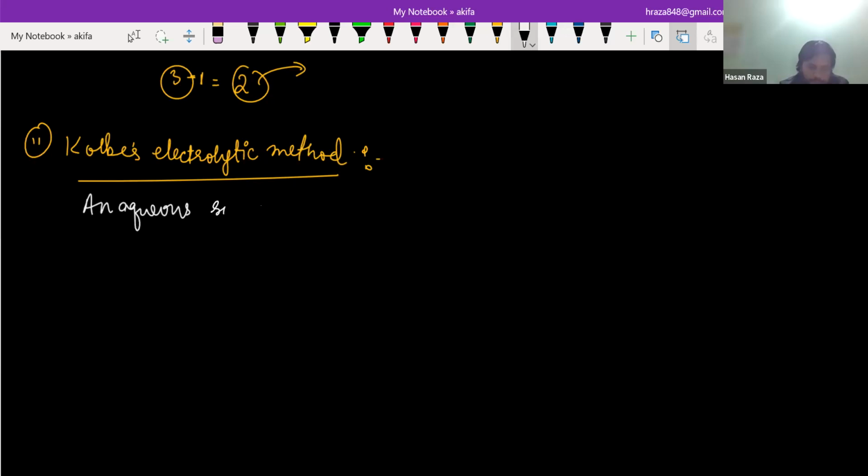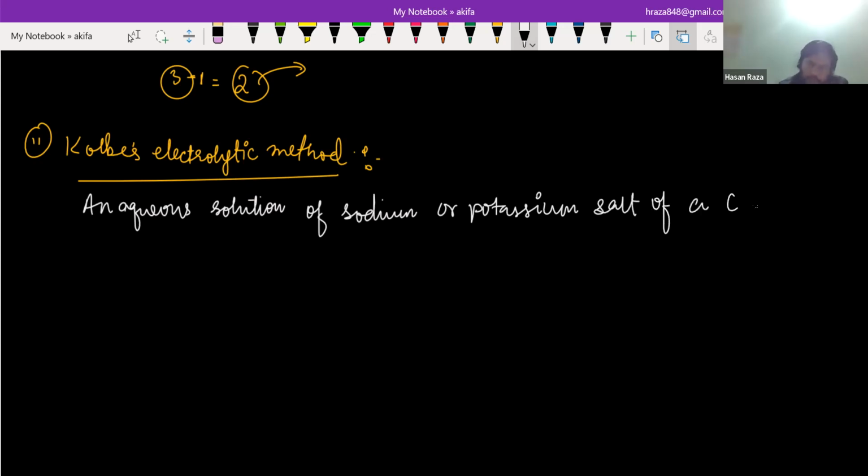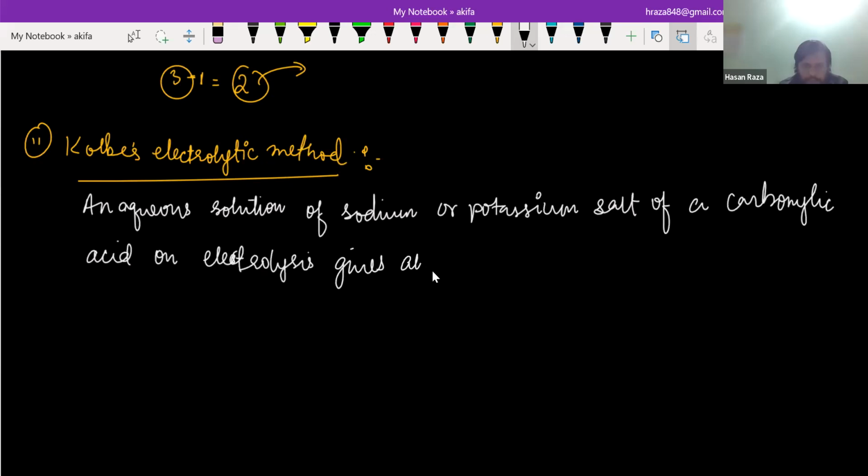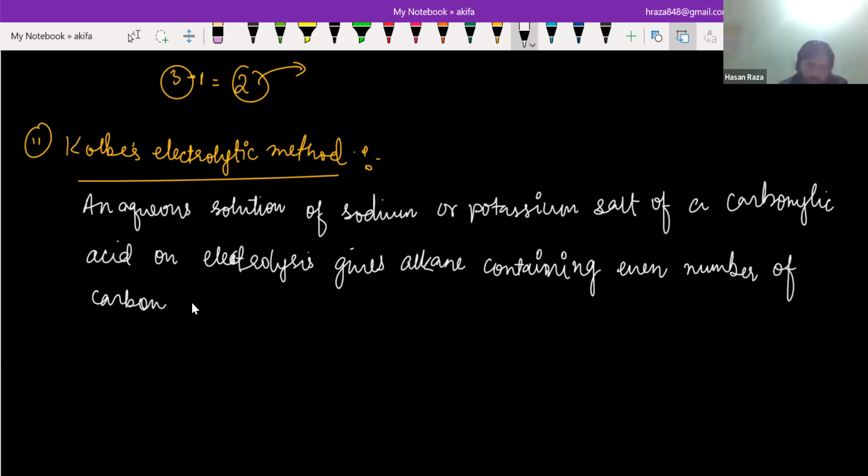An aqueous solution of sodium or potassium salt of a carboxylic acid on electrolysis gives an alkane containing even number of carbon atoms. So you can see what happens.